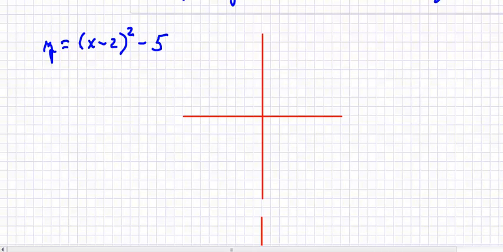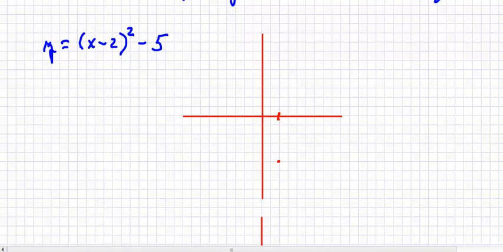The first thing you want to do, once you're in vertex form, is to make sure you know what the vertex is. Now, looking at this problem right here, x minus 2 means the vertex is at x equals 2. The minus 5 means it's at (2, -5). So we go here to 2, and down 1, 2, 3, 4, 5. That's my vertex.